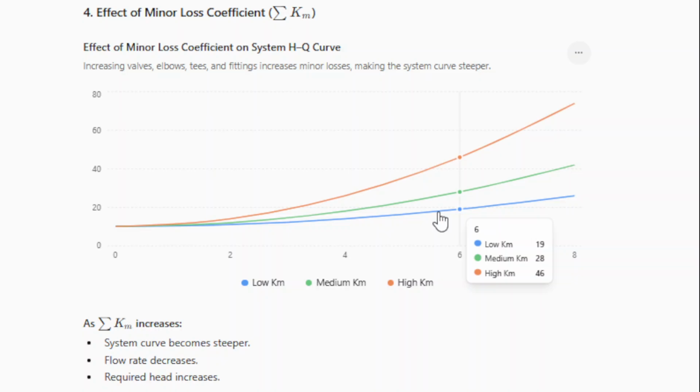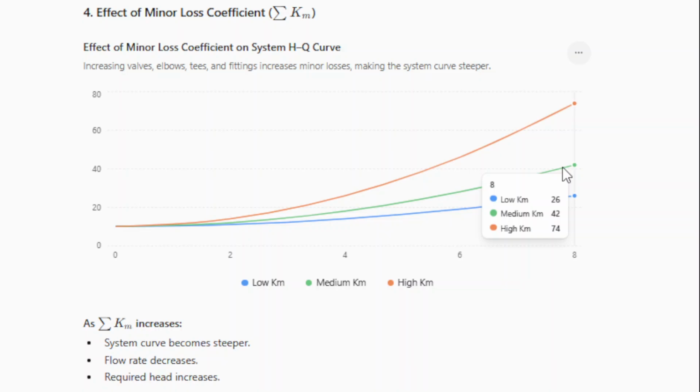Now look at the green curve, which represents a medium minor loss coefficient. As the number of fittings or flow restrictions increases, the minor losses become larger. Consequently, the required system head increases more rapidly for the same flow rate, making the curve steeper than the blue curve. Finally, observe the orange curve, which represents a high minor loss coefficient.